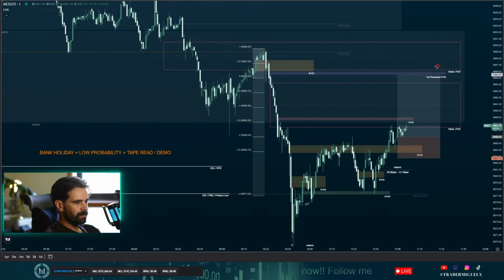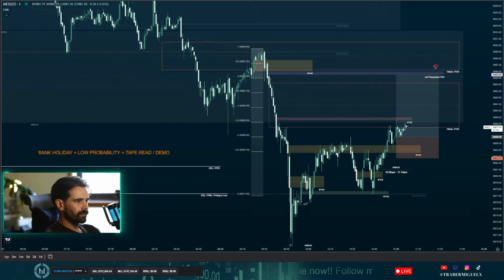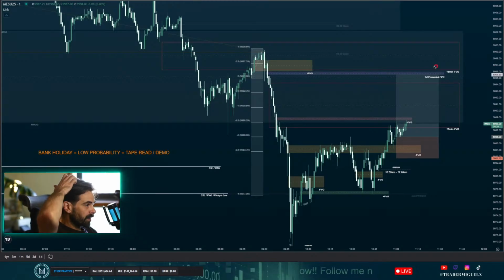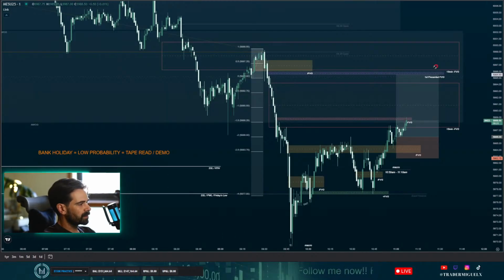So another small push to the upside here. As you can see, price is really slow right now. It's approaching 11. I mean, it's past 11 already, so that's why we are slowing down on price. Now let's see if we can invert that fair value gap that is right above where price is now.